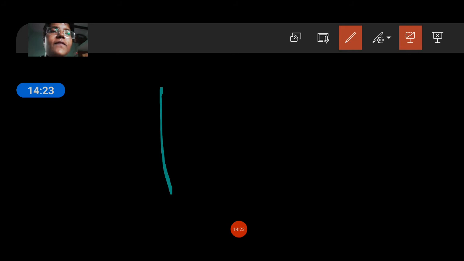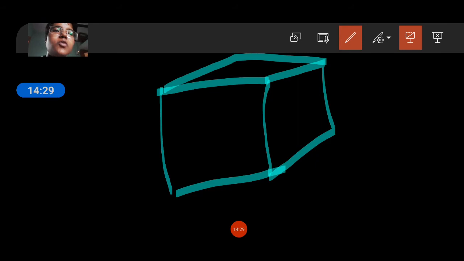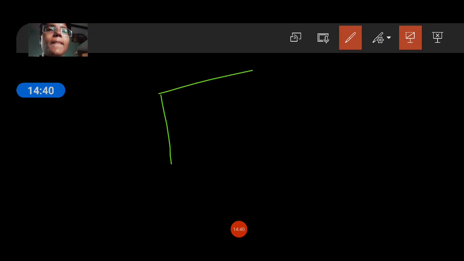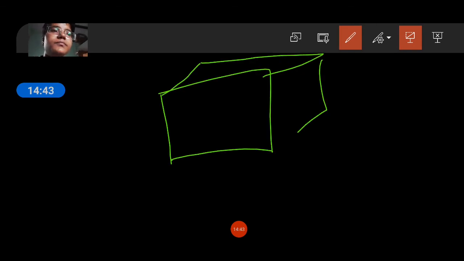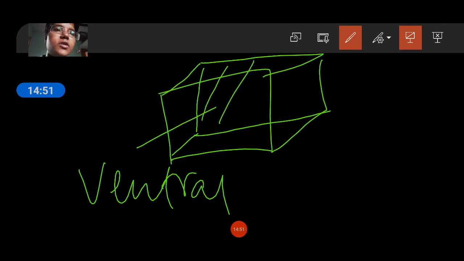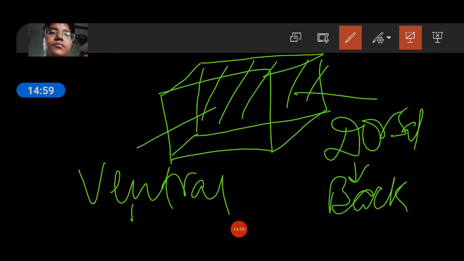Like if this is your body, so this one is called ventral. If this is your body, so this is ventral, and this back portion which is dorsal. Dorsal is back and ventral is front. Okay.